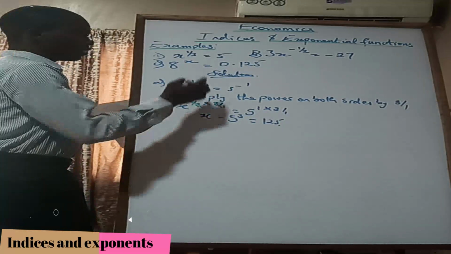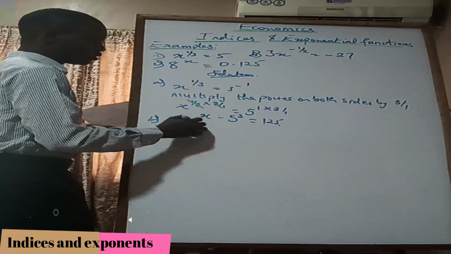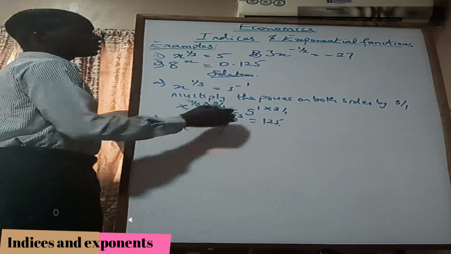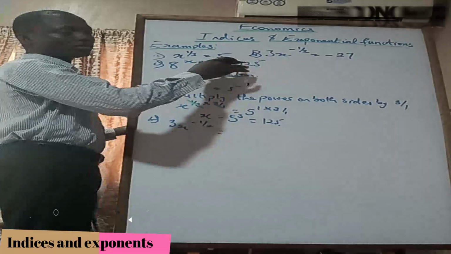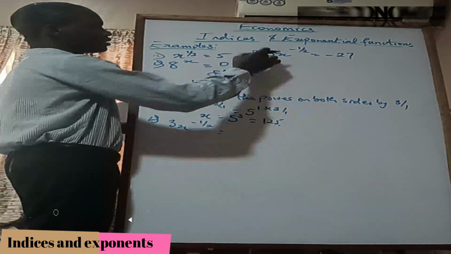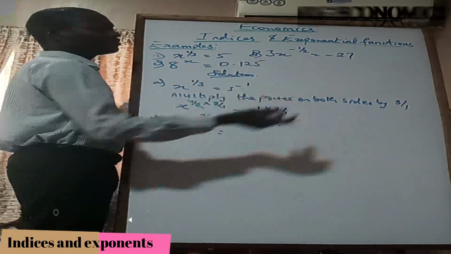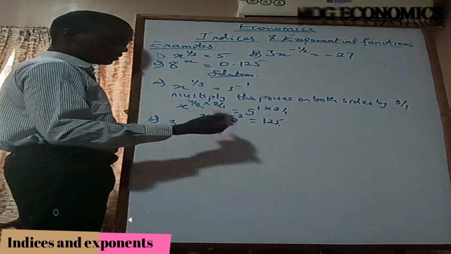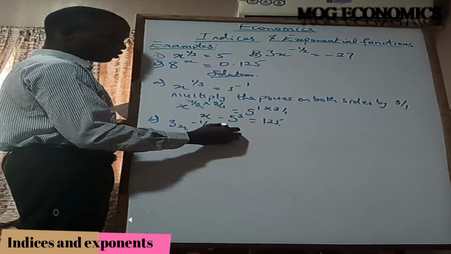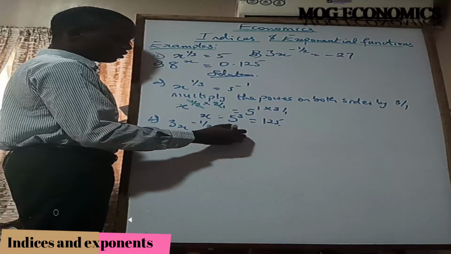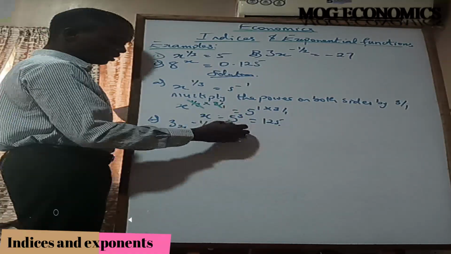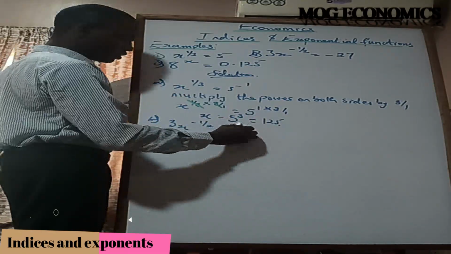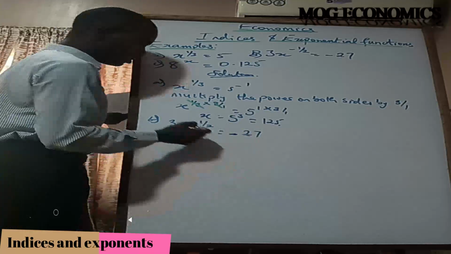Then for B, 3x to the power minus 1/2 equals minus 27. Whenever you have questions like this, it simply means that the other part of the equation is likely to be expressed in the same base as what is here, but not necessarily. There's a chance I can express it in the same base. You have minus 27 here. So what we need to do to get our x is divide both sides by the coefficient of x.